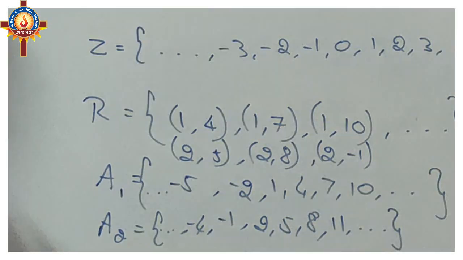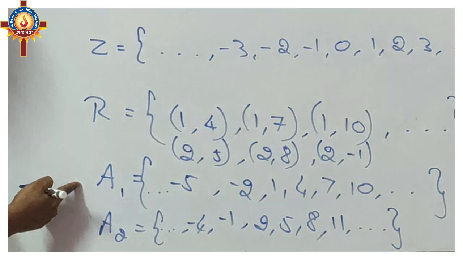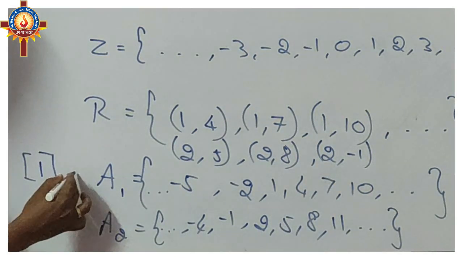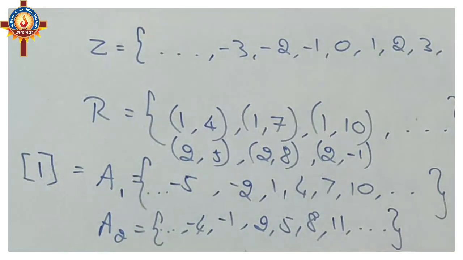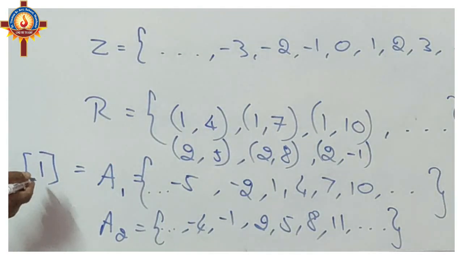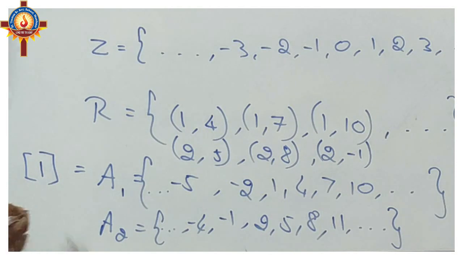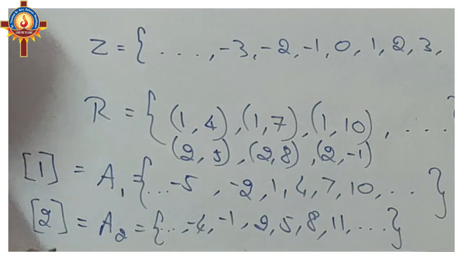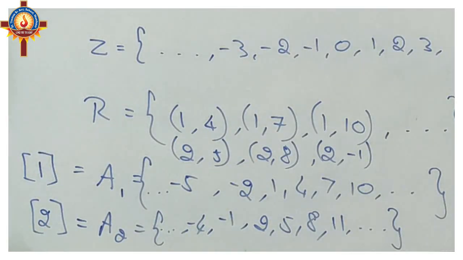Now we can consider this equivalence class is all the numbers which are related to 1. So we can call this equivalence class 1. This is actually the notation of the equivalence class. It can be called equivalence class 1. Here A2 can be called equivalence class 2. That means all these elements are related to 2.